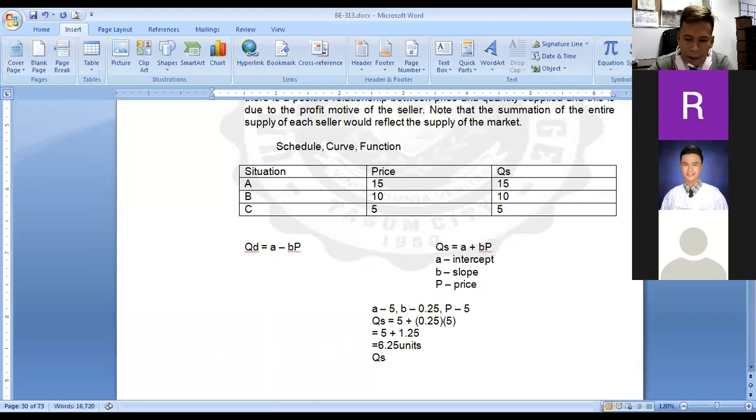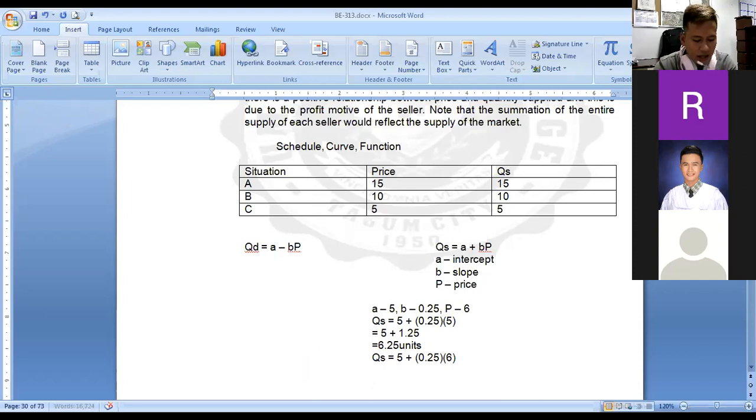But what if the price changes, class? Let us say the price becomes 6 pesos. Meaning, our quantity supplied will change, right? So if you compute it, 0.25 times 6 is 1.5. So the answer is 1.5.